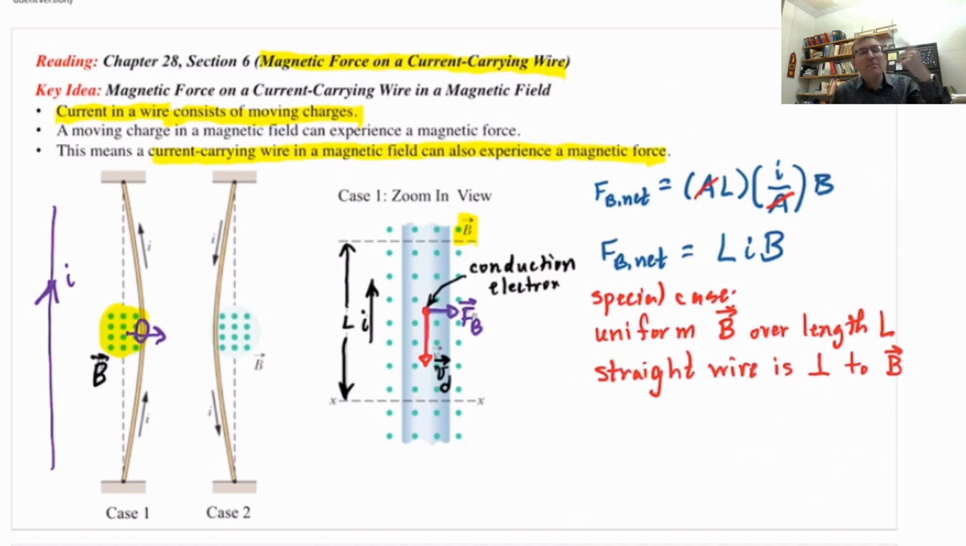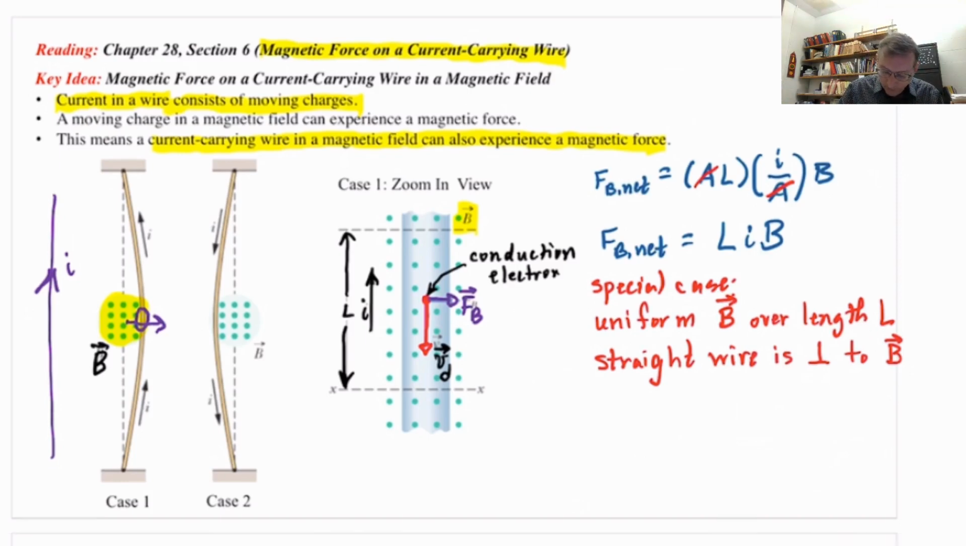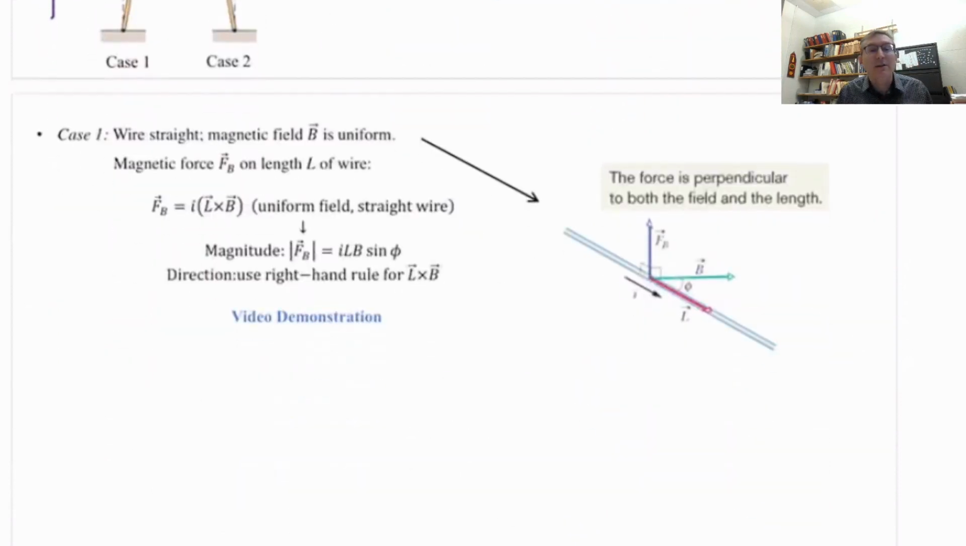Now I'm going to go from there to something a little bit more general. But I'll call it for now case 1. Okay? The wire is straight, and the magnetic field B is uniform, at least over the length L. So we want the magnetic force FB on the length L of the wire. Let's look at this picture. There's the straight wire, right? You see it?